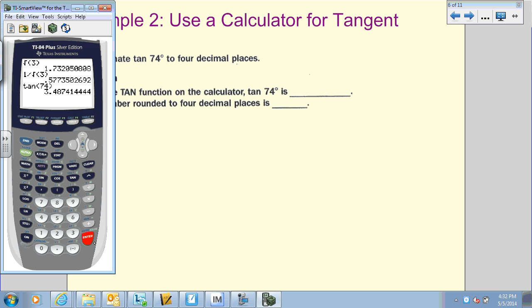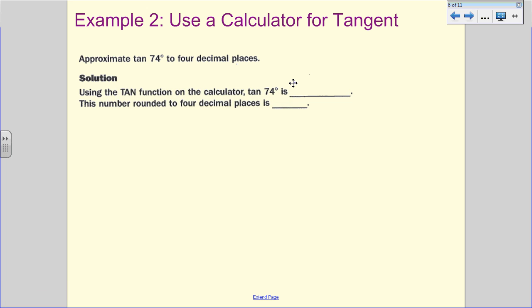So if I hit enter, it's 3.48, and we have that long decimal value there. 3.487414444. I think 4 fours there. We're going to round it to 4 decimal places, so we're going to keep the 4 digits after the decimal. So 3.4874.